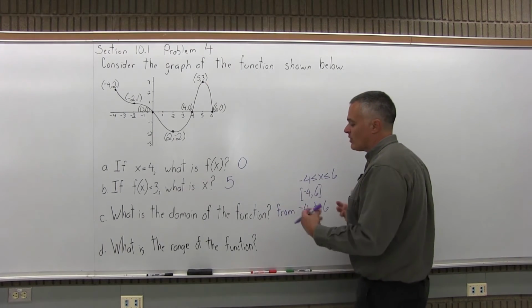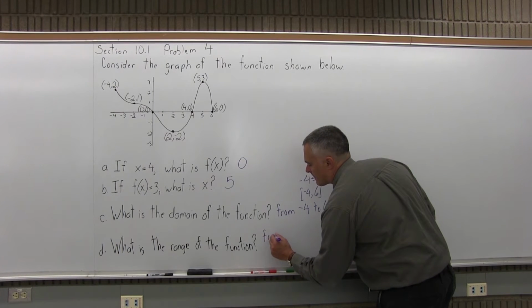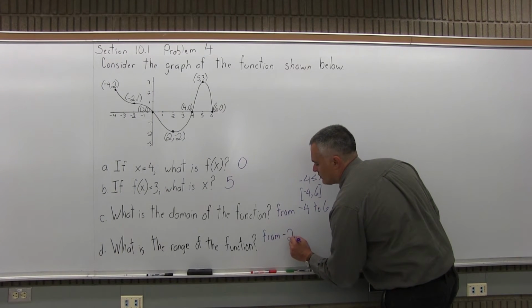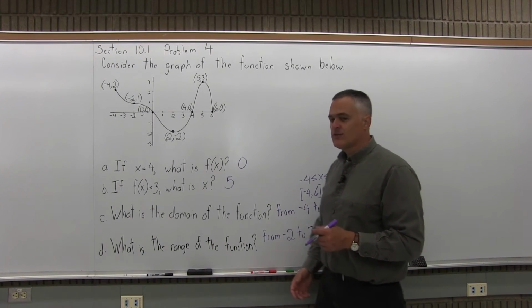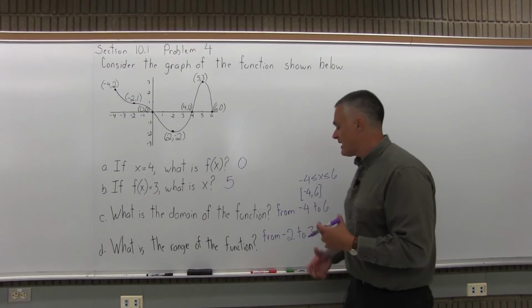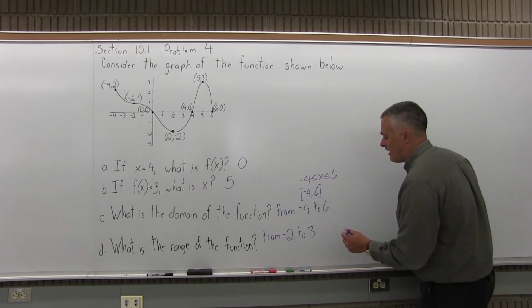So the range, or what you can get as an output, is from -2 to +3. And again, in class, if you wrote this on an exam or a quiz, I'd give you credit for that. It's not the most mathematical way you could write it.